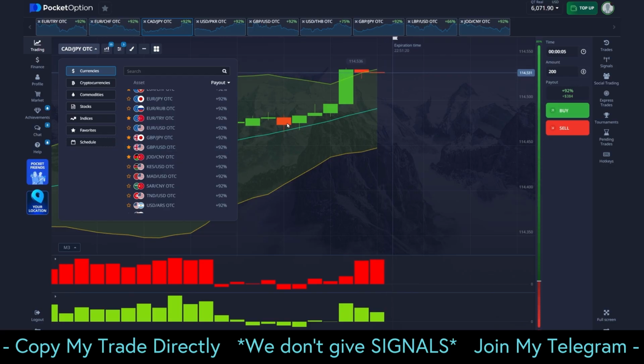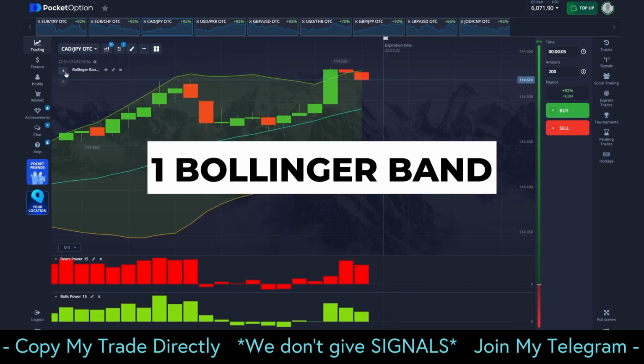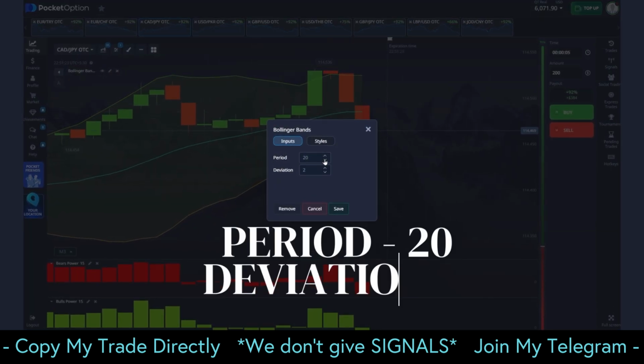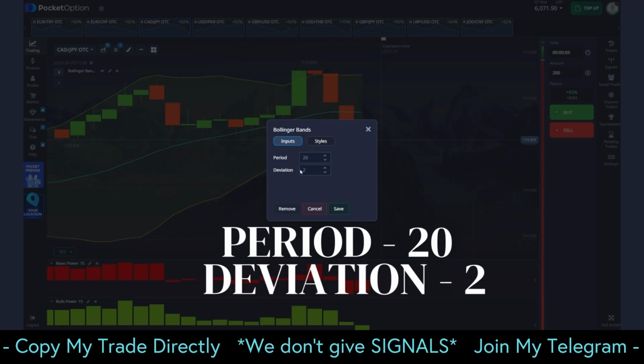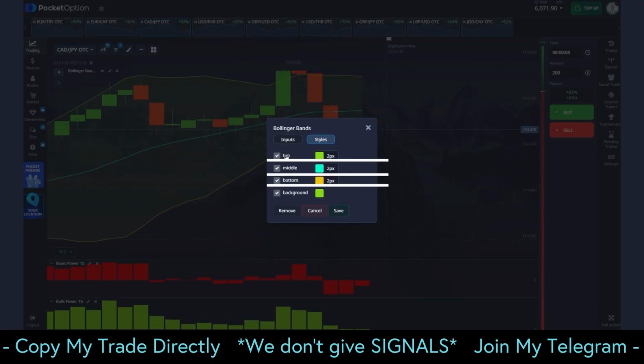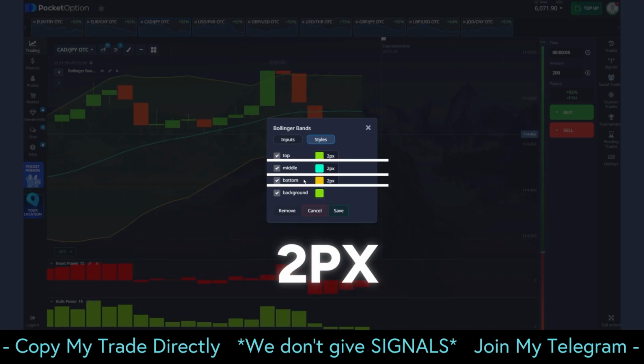Now I will show you that here I have taken a Bollinger Band. What is the period I have made here? 20, and what is the deviation here? 2. Then I went to styles, and here the top, middle, bottom bands I have made them 2 pixels here. You can see this. After this, I saved it.